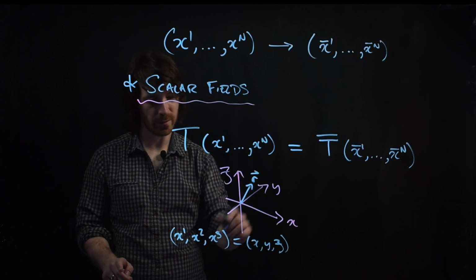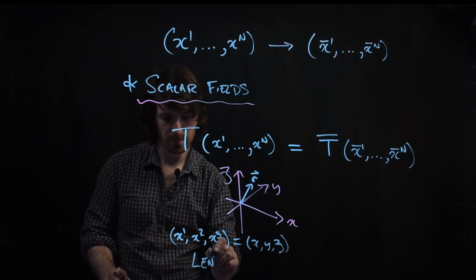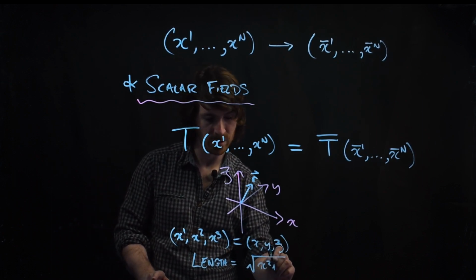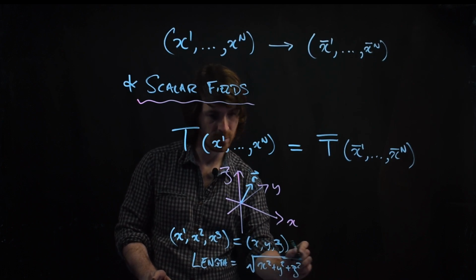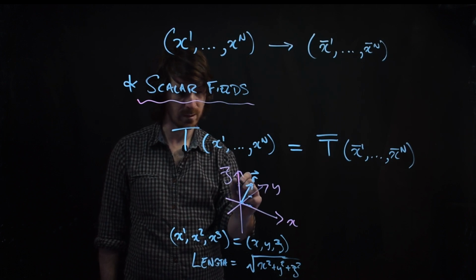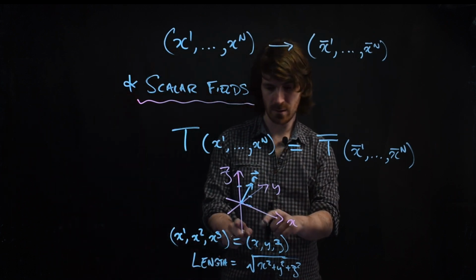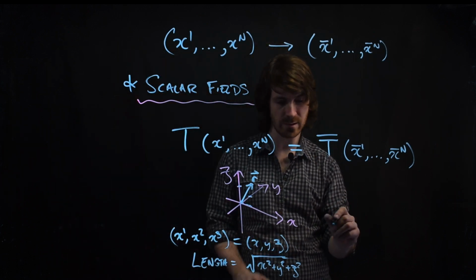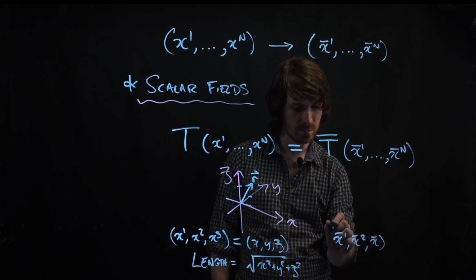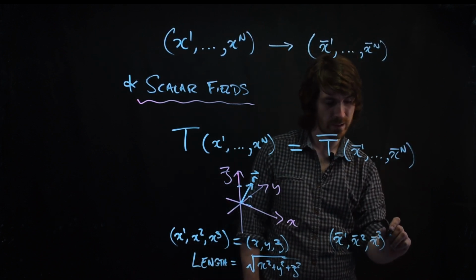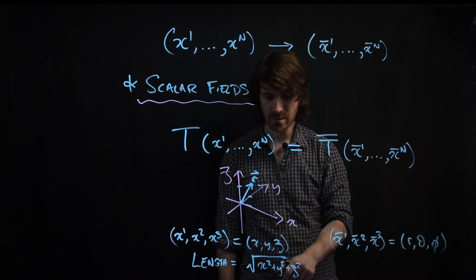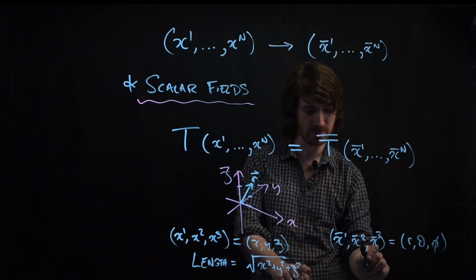And here the length of our vector is just equal to the square root of x squared plus y squared plus z squared. But we could equally choose a different coordinate system, the x-barred coordinate system, and let's make our x-barred system the spherical polar coordinates. So we have an x bar 1, x bar 2, and x bar 3, and this is our r, theta, and phi. And here, in this coordinate system, the length of our vector is just given by r.